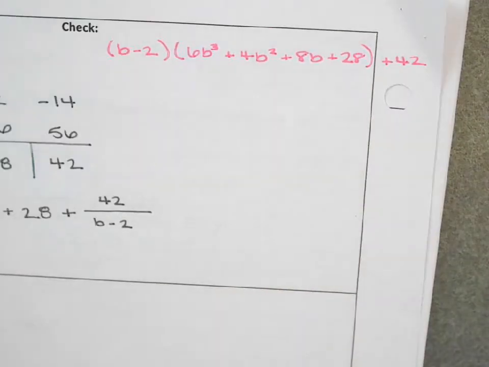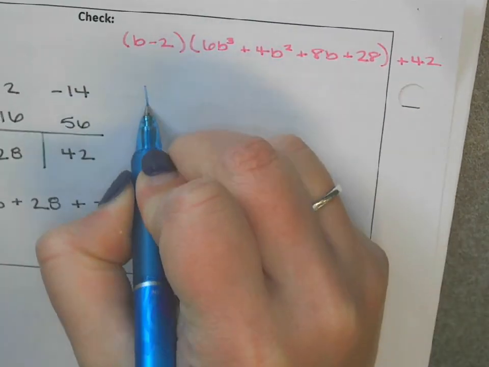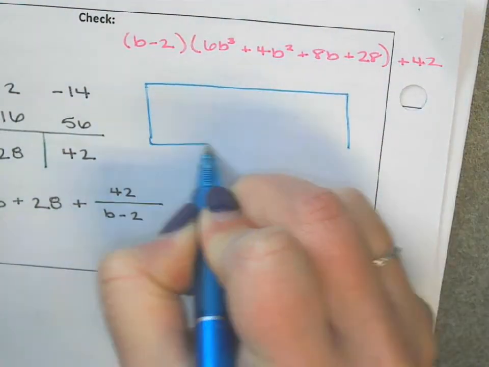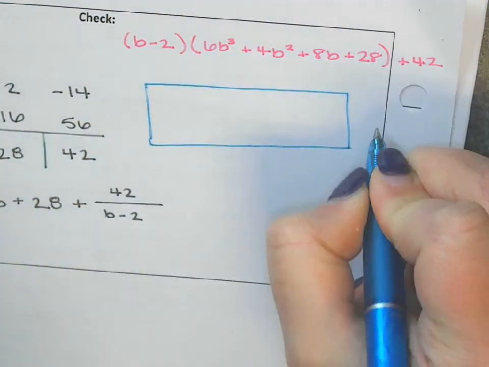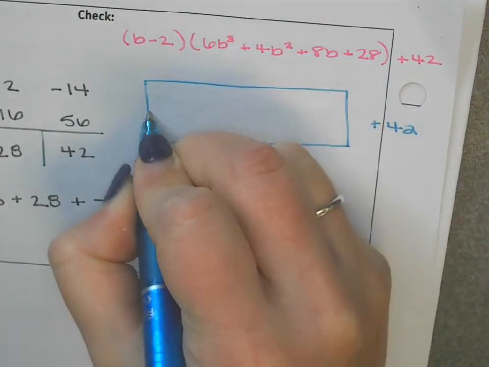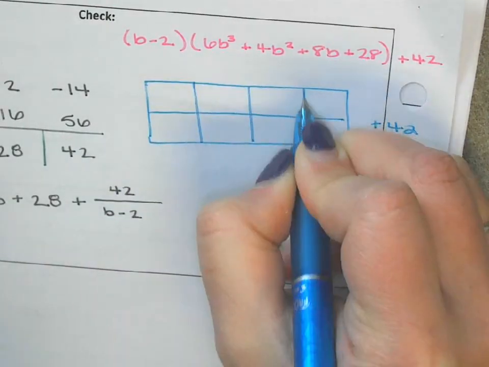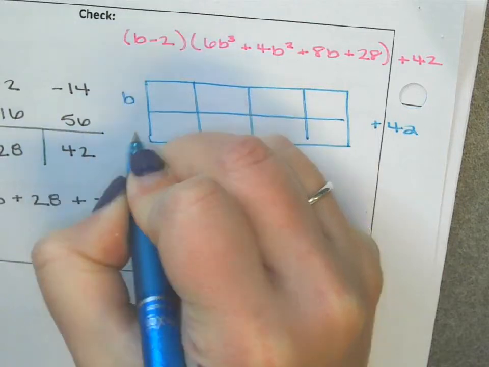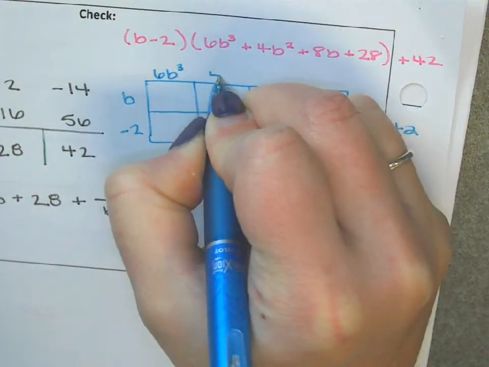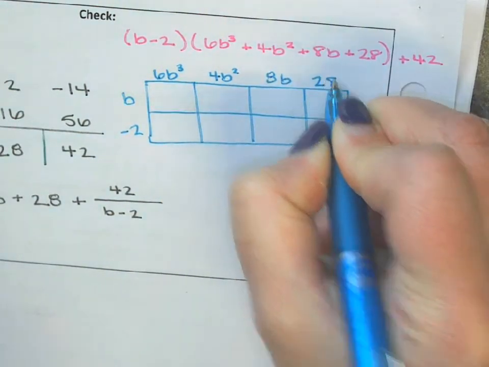Now, for those of you that like to do the box method, I'll show you the box method again, because again, you're using multiplication. So here's my box, will be my multiplication, plus the extra 42. Okay? I have a 2 by 4. I'm going to have the b minus 2, 6b cubed, 4b squared, 8b, and 28.